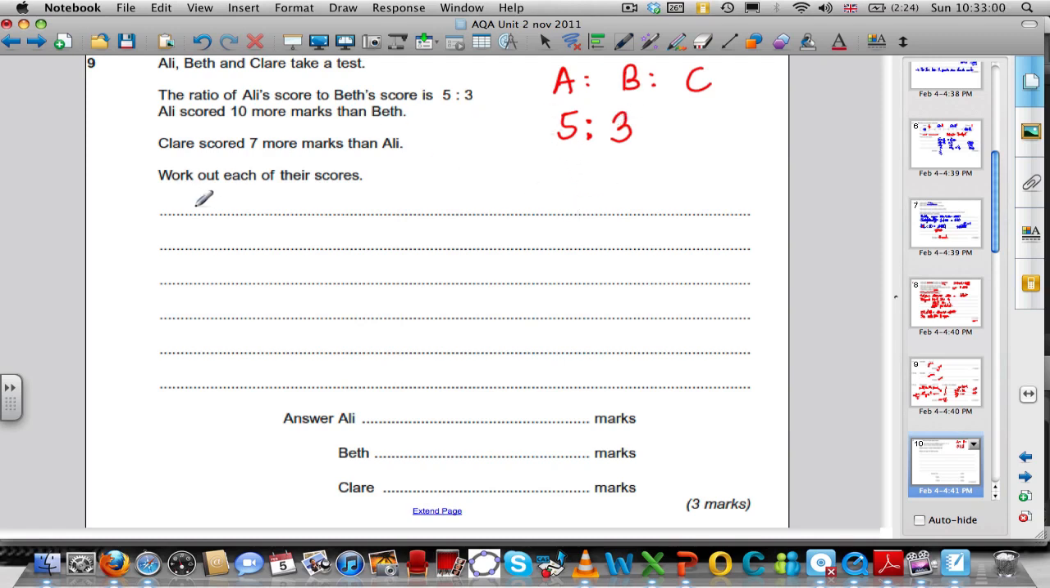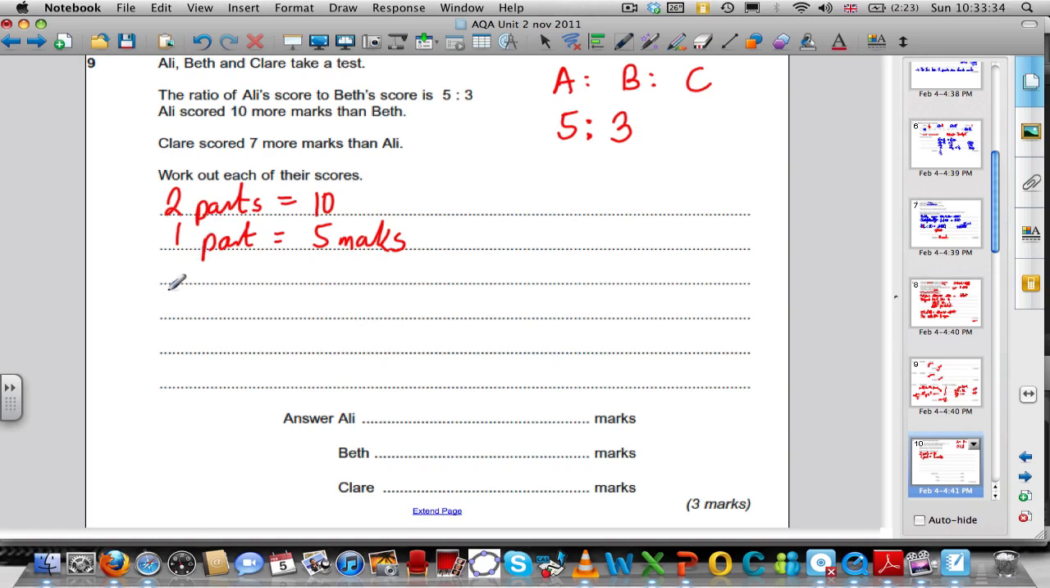So because Ali has 2 more parts than Beth, 5 to 3, we can say that 2 parts must equal a score of 10 marks. So 1 part, for our benefit, must be 5 marks. Using the ratio up here, we know that Ali has 2 more parts, and that's the same as 10 marks, so each part must be 5 marks. It says that Claire scored 7 more marks than Ali.